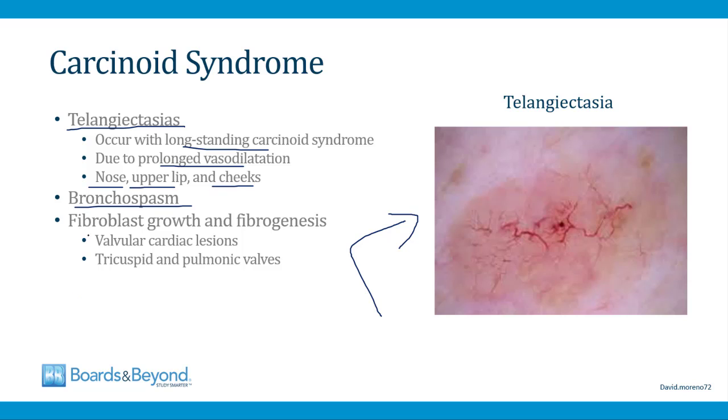And lastly, the carcinoid syndrome produces growth of fibroblasts and fibrogenesis. This usually causes problems in the cardiac valves. Patients with the carcinoid syndrome often develop fibrosis of the tricuspid and pulmonic valves. This can lead to either stenosis or regurgitation of these valves. Because serotonin is inactivated in the lungs, usually you do not see problems in the left-sided heart valves like the aortic valve and the mitral valve.